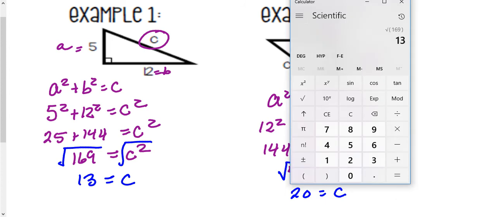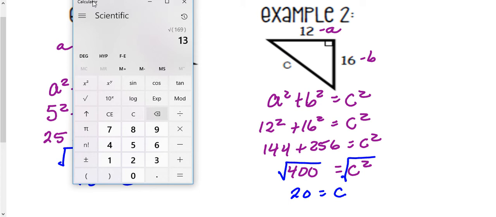Again, I could have just done that straight on my calculator. I could have gone and said 12 squared plus 16 squared equals 400, and take the square root of that, and it's 20.